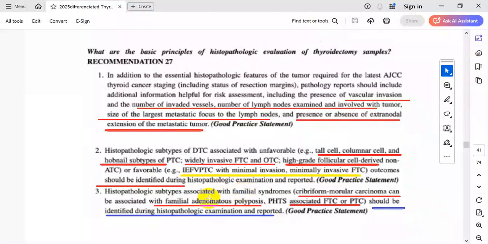In some cases which are associated with familial syndromes, cribriform morular carcinoma can be associated with familial adenomatous polyposis. That's why the patient is referred to a gastroenterologist for evaluation and treatment, and it is also associated with follicular thyroid carcinoma. These should be identified during histopathological examination and reported.